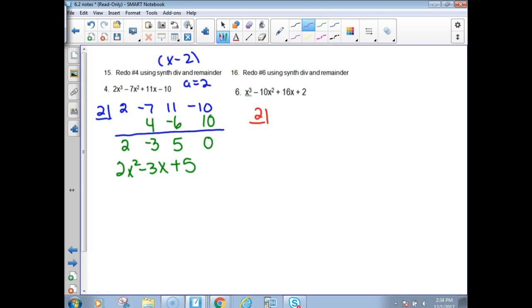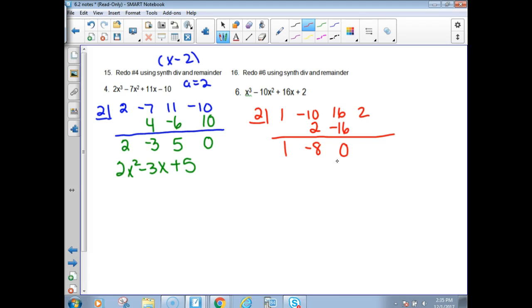Okay, and then the next one was also division by x minus 2. So we'll start with 2. And the leading coefficient is 1. Negative 10 is next, 16, and then 2. Okay, just one more practice on this. Drop down the 1 and multiply by 2. Put 2 underneath negative 10. Add vertically, get negative 8. 2 times negative 8 is negative 16. Add vertically, and we get 0.